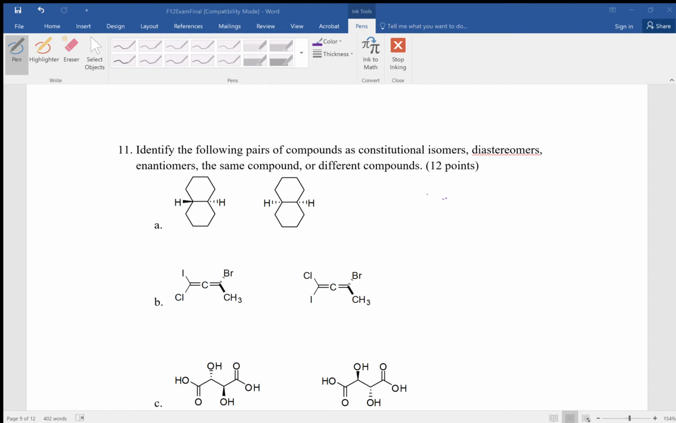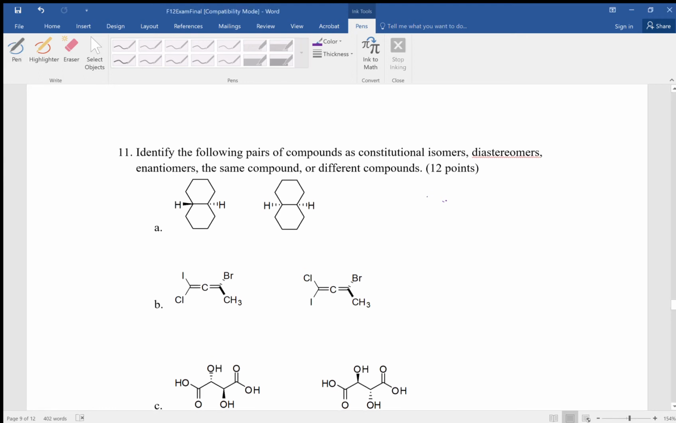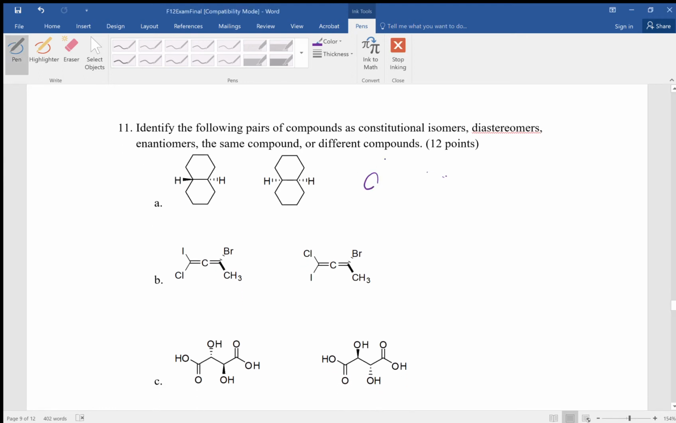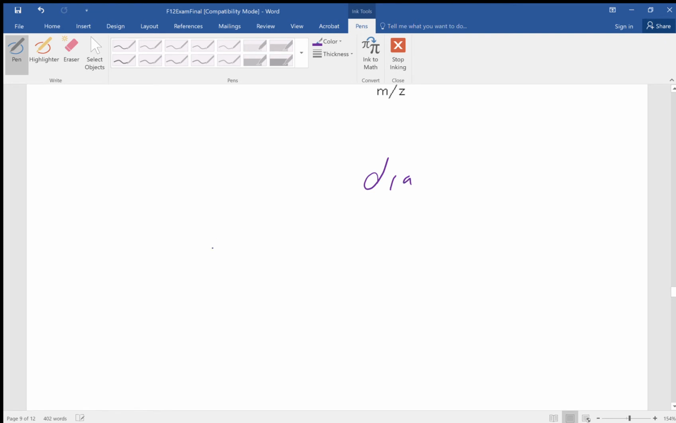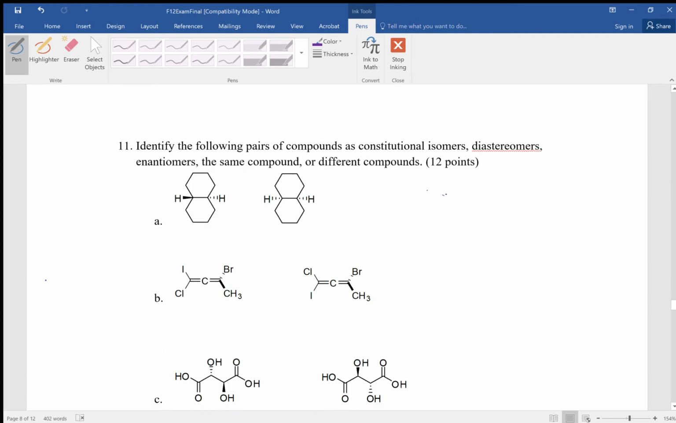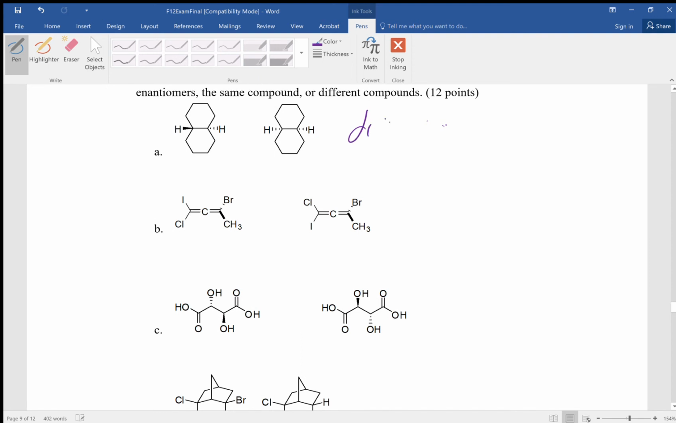Well, we know they're not the same, again, because the relationship is different. But because the stereochemistry is only reversed at one of the carbons, then they have to be diastereomers. In order for them to be enantiomers, we would have to reverse all of the stereochemistry. And again, this one is the same, while this first one has changed.